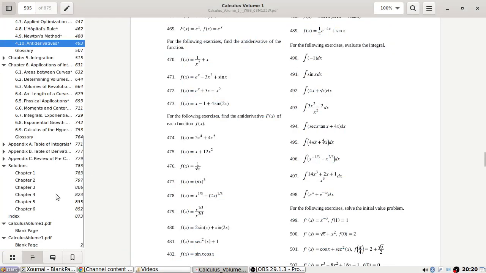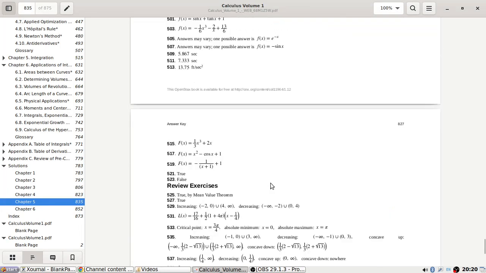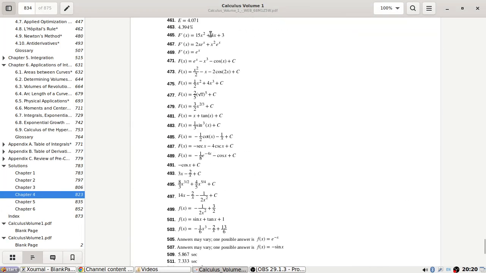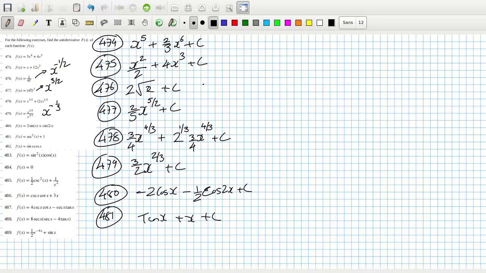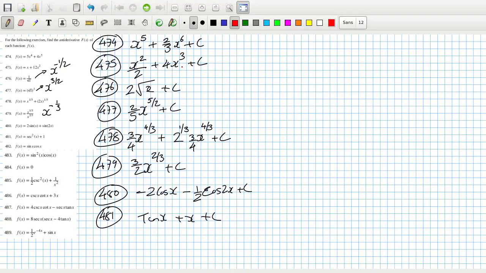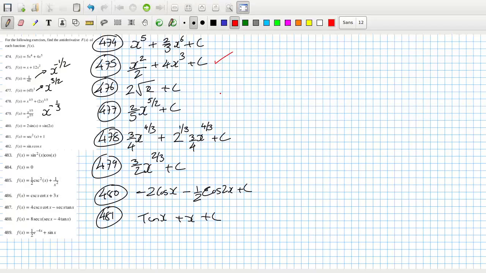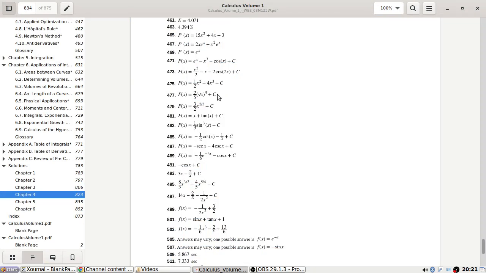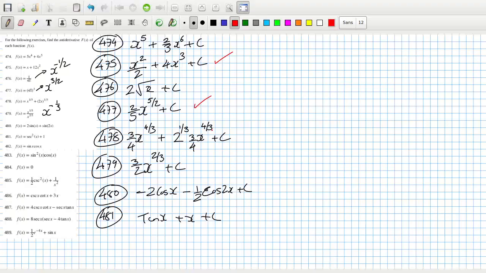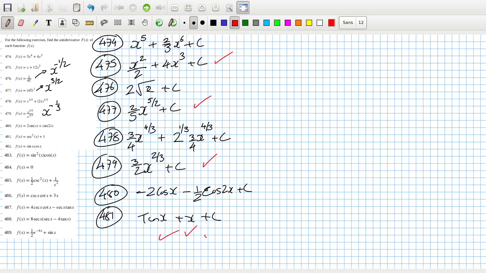Let's check the answers actually. 474 about. Okay, 475, let's start with that. A half x squared plus 4x cubed plus c. 2/5. Yeah. 3/2. Yeah. x plus tan x plus c. Yeah. Okay, so that's looking good.